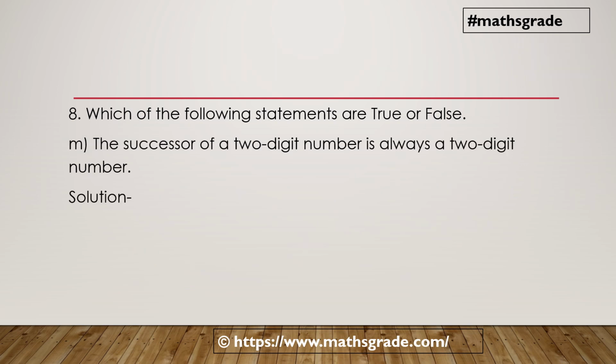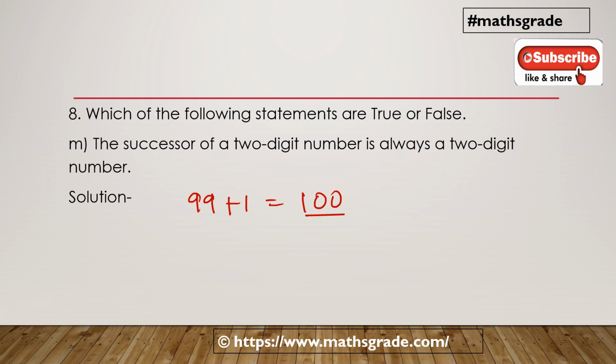Now question number M. The successor of a 2-digit number is always a 2-digit number. Successor means the next number or the following number. That is, we have to add 1 to the number. So the successor of a 2-digit number, suppose the number is 99, we have to add 1 to 99. 99 plus 1 is 100 and 100 is a 3-digit number.